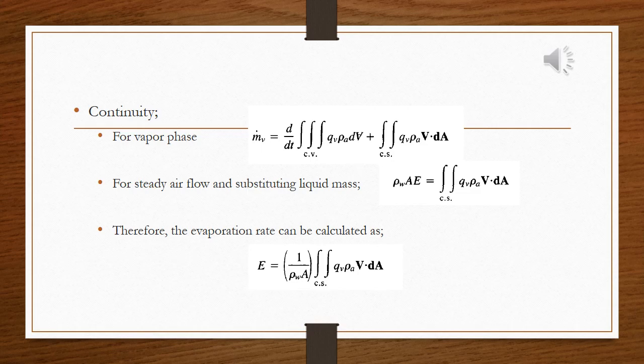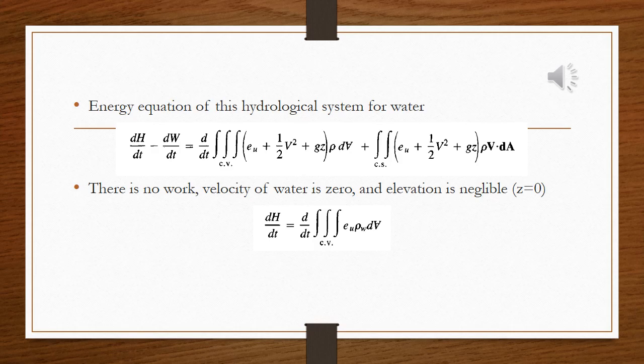When we have completed the continuity equation for both liquid and gas states, let's go right now to the energy equation. The open form of the energy equation for the hydrological system for water is: dH over dt minus dW over dt is equal to d over dt, triple integral, of the internal energy plus the kinetic energy plus potential energy density multiplied by the infinitesimal volume element, plus the surface integral, again of the internal energy plus kinetic energy plus potential energy density multiplied by velocity, dot product with the infinitesimal unit area.